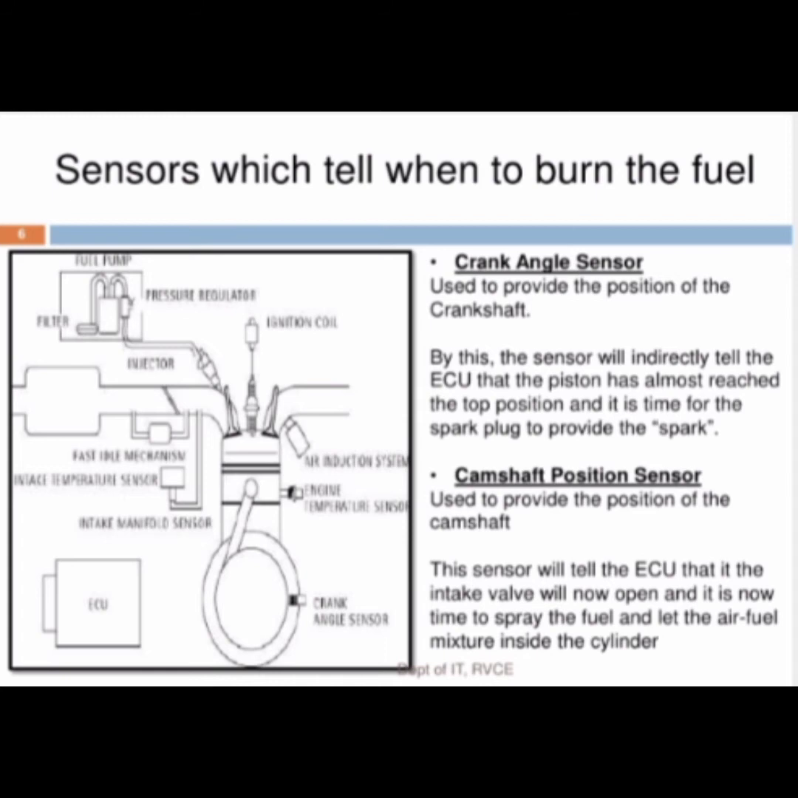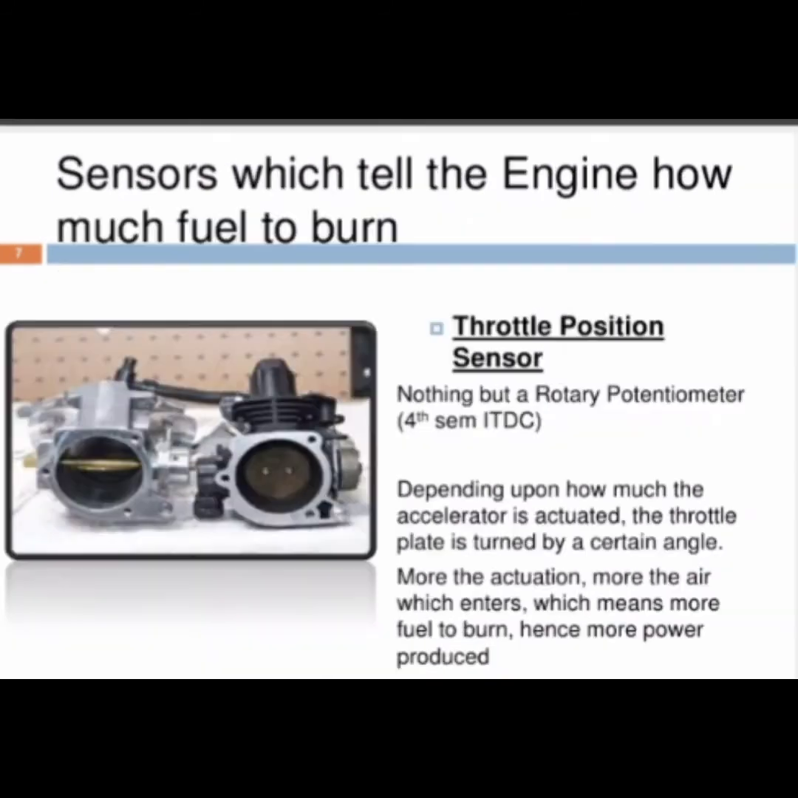The camshaft position sensor is used to provide the position of the camshaft. This sensor will tell the ECU that the intake valve will now open and it is now time to spray the fuel and let the air-fuel mixture into the cylinder. Next, see the sensors which tell the engine how much fuel to burn.